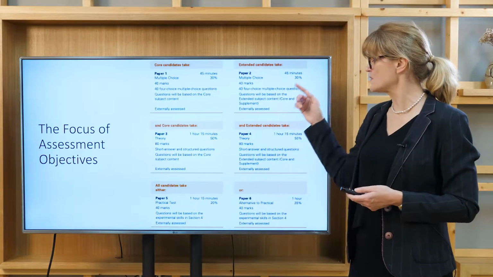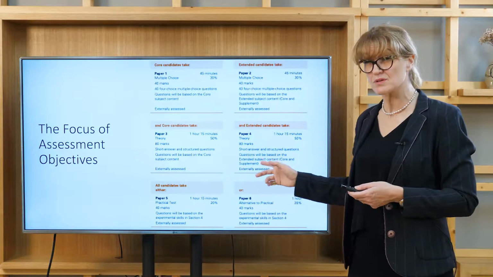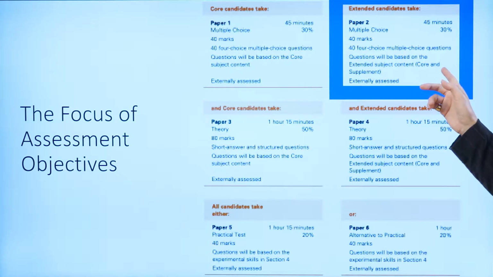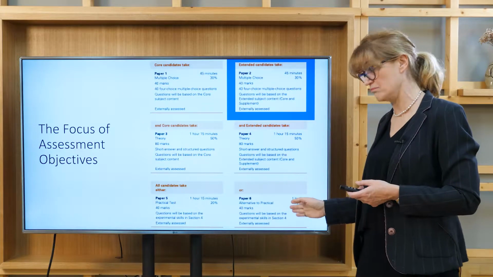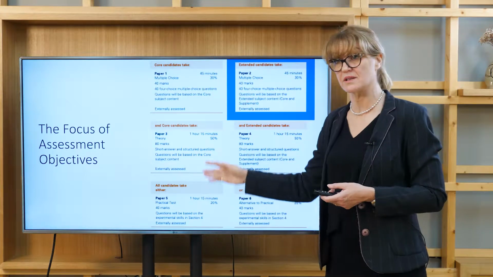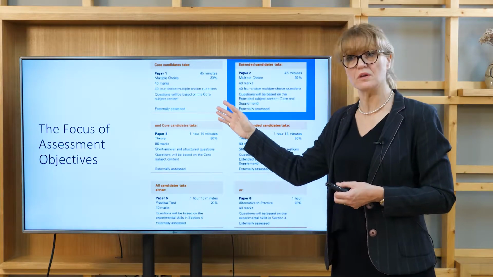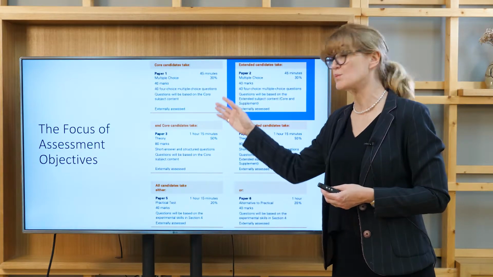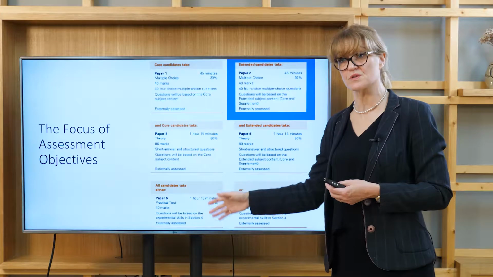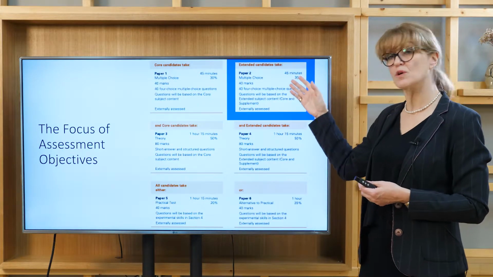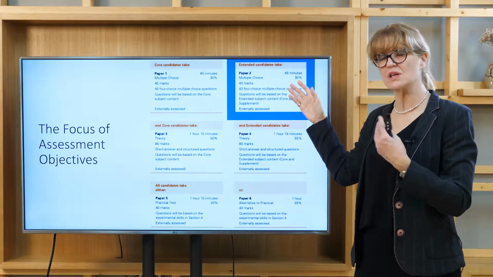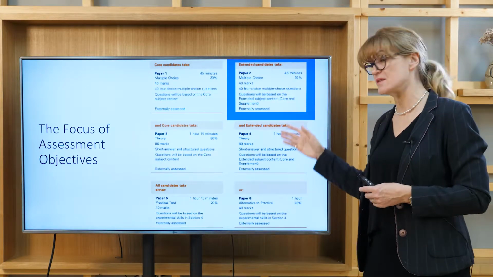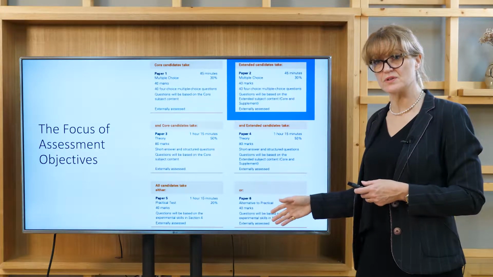Now what I'll do is look at these papers bit by bit, not in too much detail, just to show what we've chosen. Here at NLCS, we've chosen the extended candidate column. This is the core candidate column. So for students who you think are not going to get any higher than a C grade, these are the papers you should be thinking about entering your students into. If you're looking at students to achieve A stars, A's or B's, any grade above a C, then this is the column that you should be considering for your students.